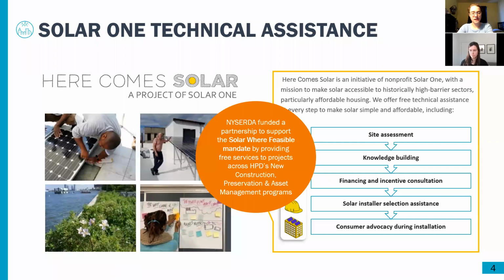So Solar One is the official technical assistance provider for any HPD project. So whether it's going through the new construction program, whether it's preservation, or even in the asset management portfolios, any building that has HPD funding, we can provide these services for free and do all the time.